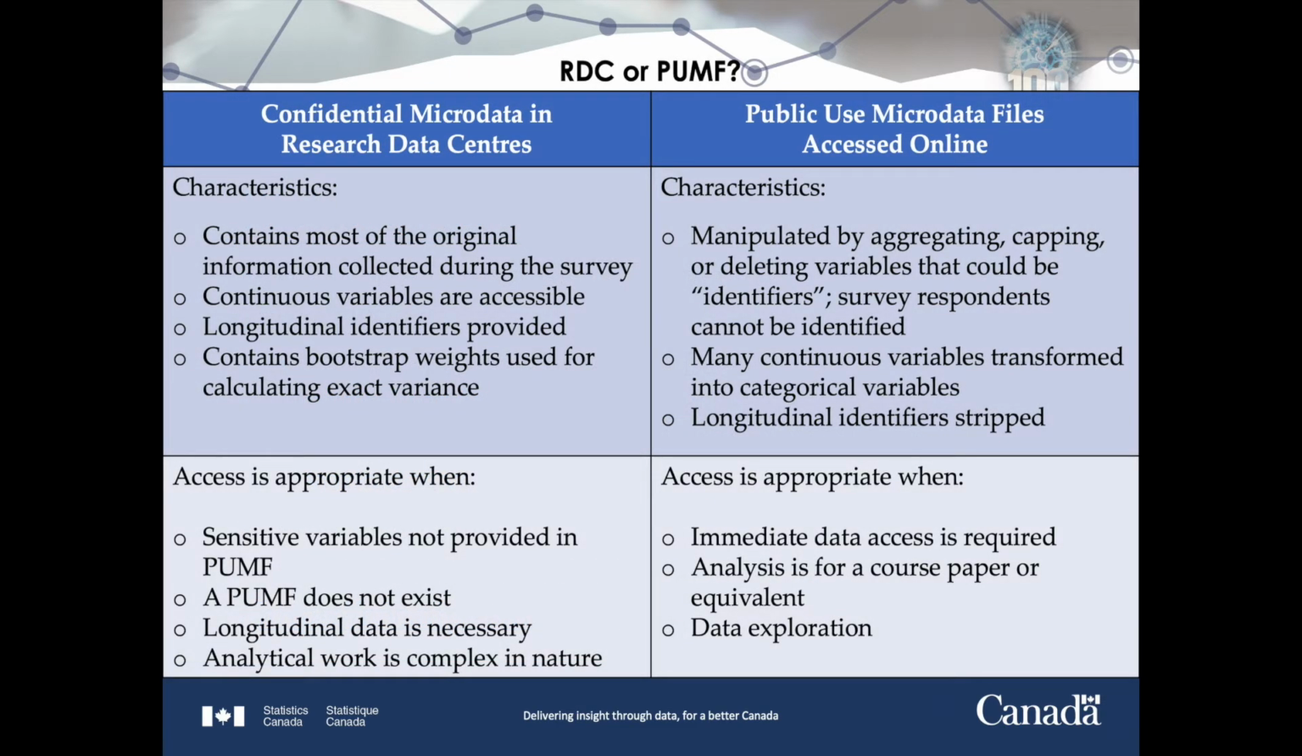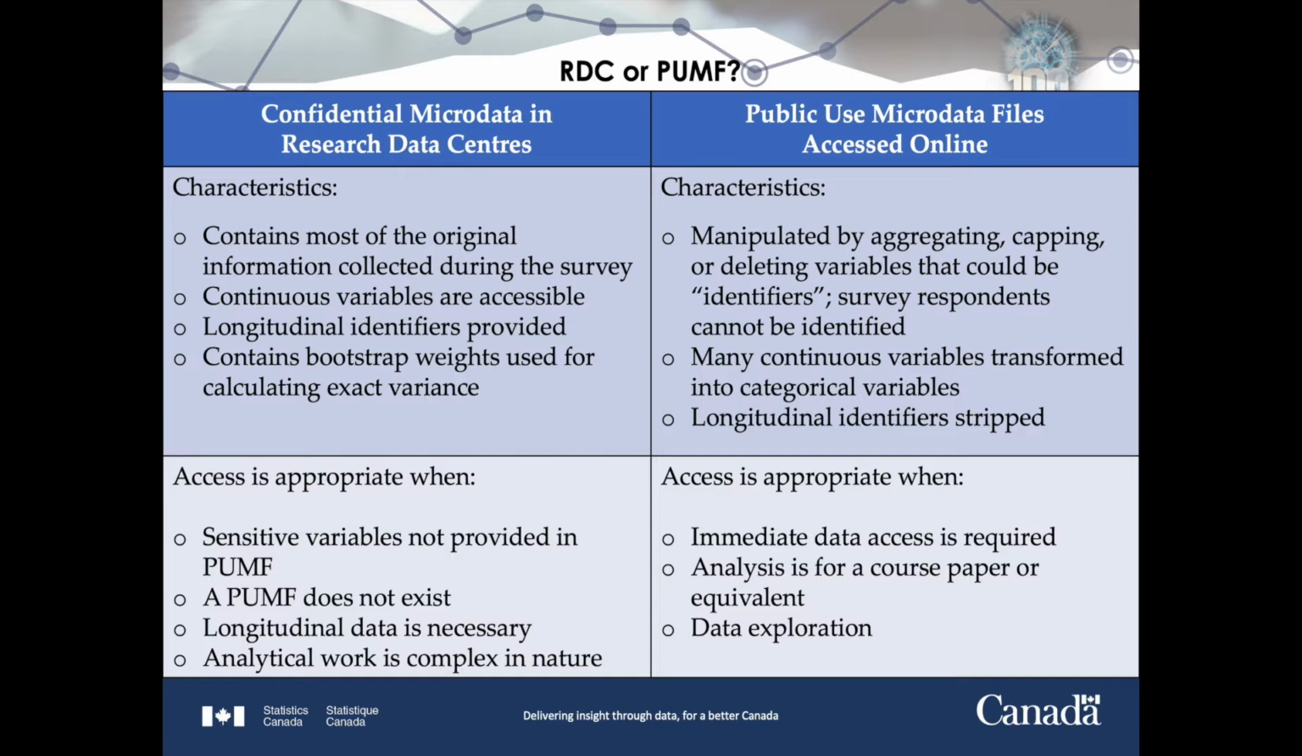Before deciding to create a proposal for a project that may require RDC access to a confidential microdata file, researchers should ask whether their project could use an existing public use microdata file. RDC microdata files and public use microdata files differ in their characteristics and appropriate times to use each file. RDC microdata files include a large majority of the original information collected during the survey, including continuous variables, longitudinal identifiers for participants, and bootstrap weights for calculating exact variance.